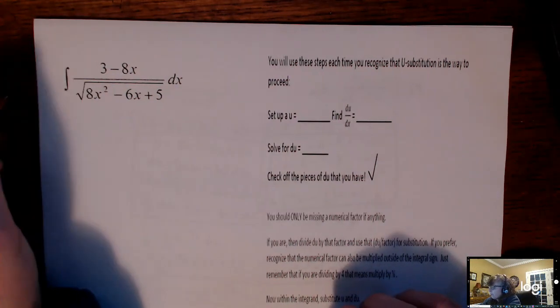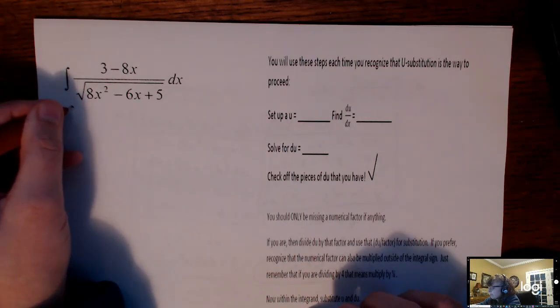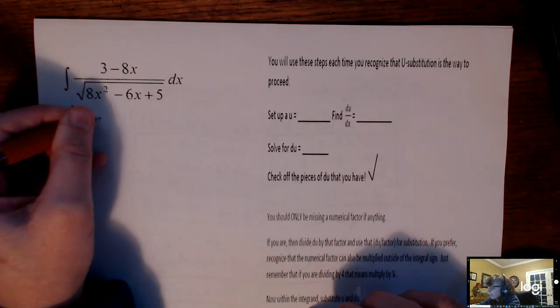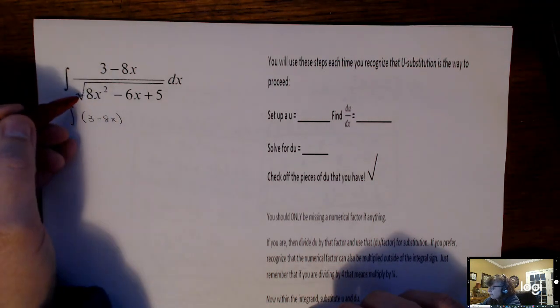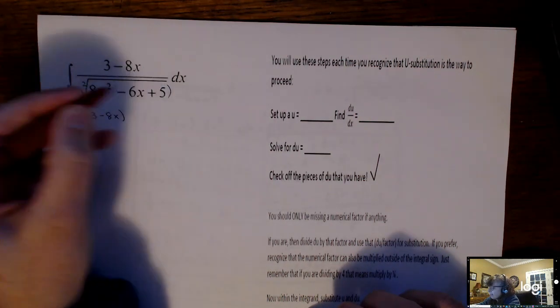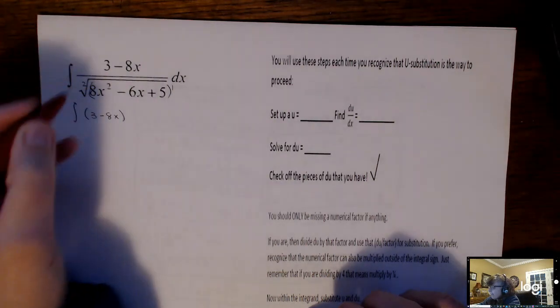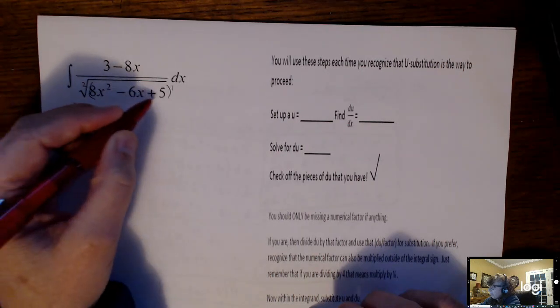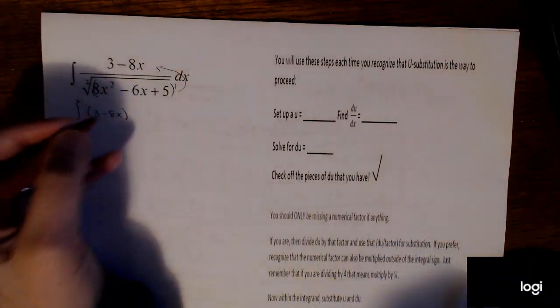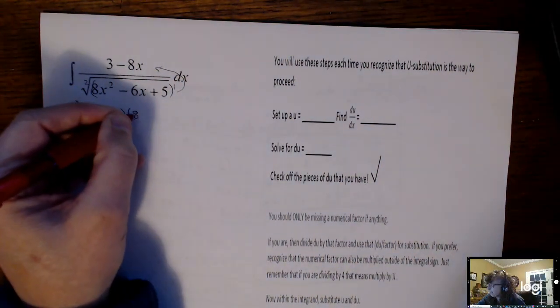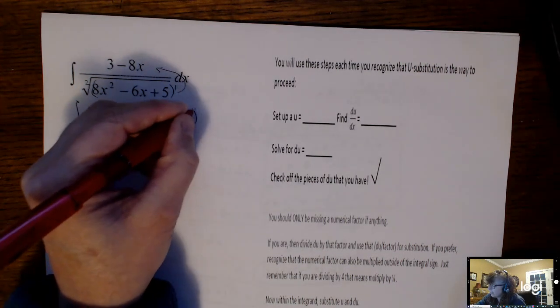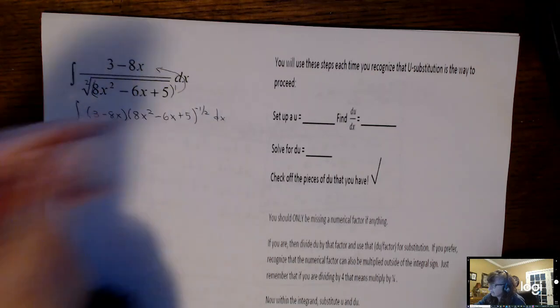So what I'm going to do is rewrite this because I have a radical and I have a denominator. So this is going to be 3 minus 8x divided by 8x squared minus 6x plus 5 to the 1/2 power, but I don't want to divide, so I'm going to move that up. That's why it becomes negative 1/2. So 8x squared minus 6x plus 5 to the negative 1/2 dx.